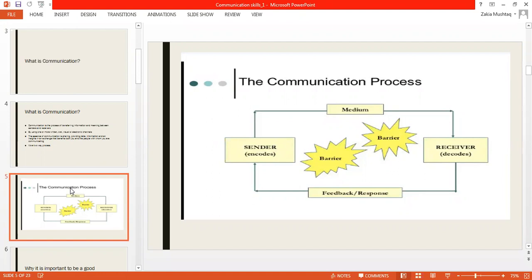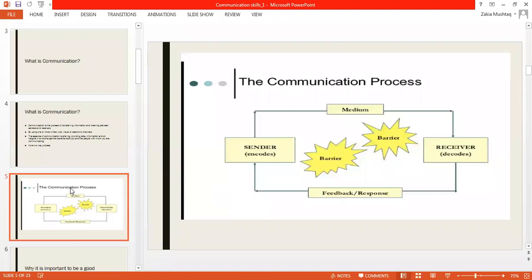You can see in the middle of the rectangle, there are, I can't say barrier, there are many barriers which hinder communication. They can be technical, they can be personal. For example, in an online class, if the internet is not working, that is a technical error.